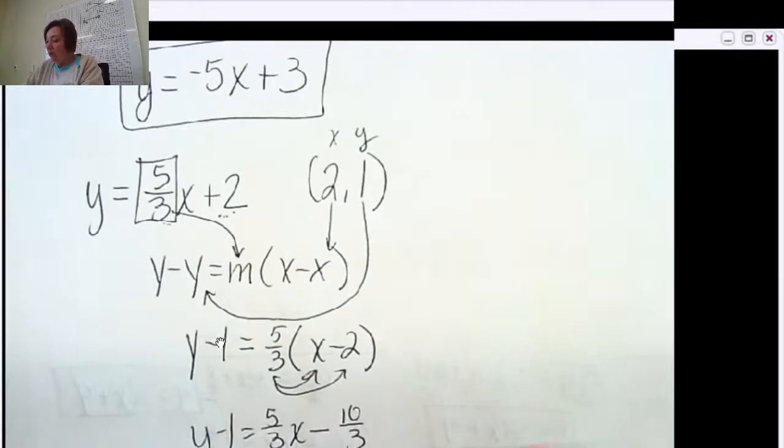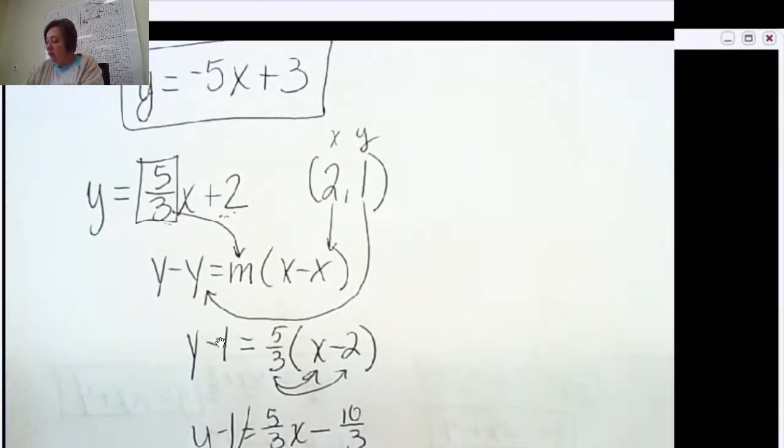And then we'll add 1 to both sides, right? So y is going to be 5/3 x. 1 is the same as 3/3. 10 minus 3, that's going to be minus 7/3.